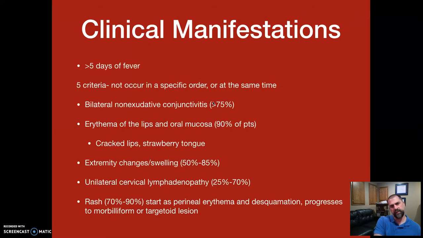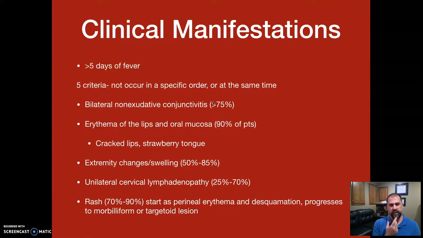Clinical manifestations, so to be considered for Kawasaki's disease, you have to have at least 5 days of fever. And then on top of that, there's 5 criteria that can occur, but not in a specific order or at the same time. So first, this bilateral non-exudative conjunctivitis occurs in greater than 75% of patients. You can have erythema of the lips and oral mucosa in 90% of patients. And this can also have cracked lips and strawberry tongue.